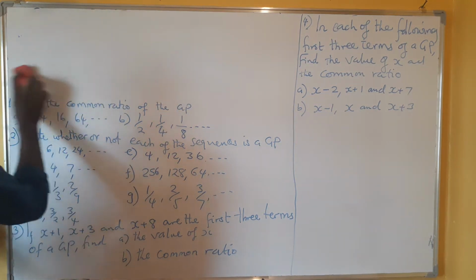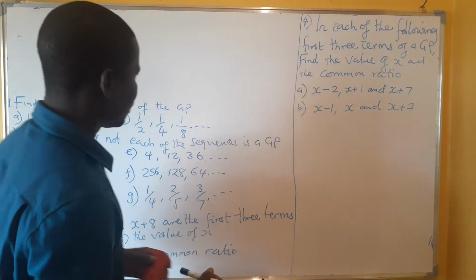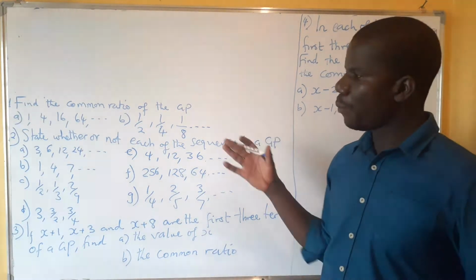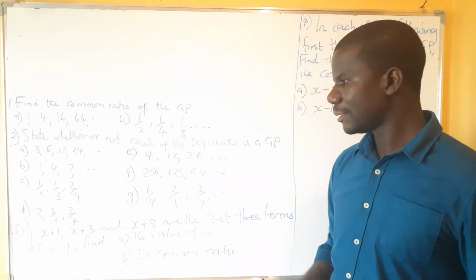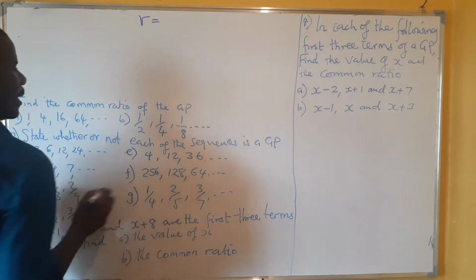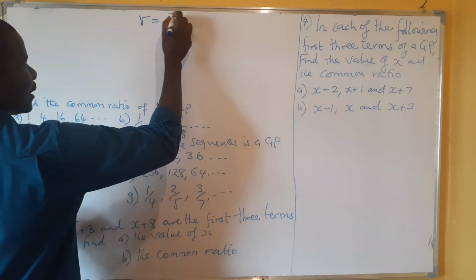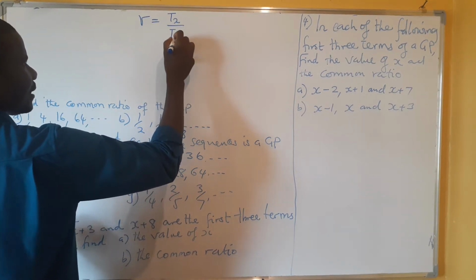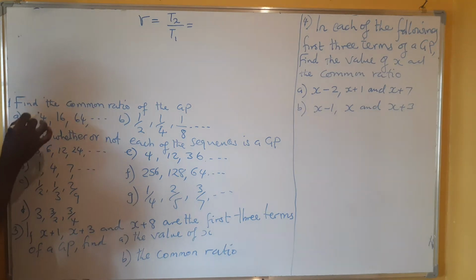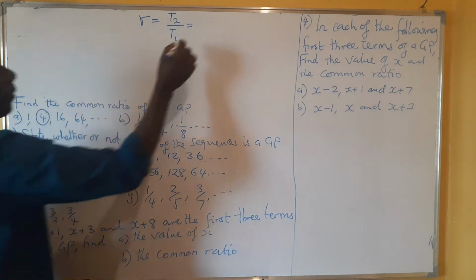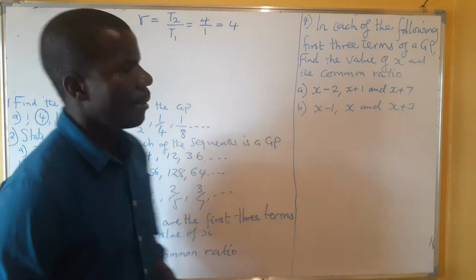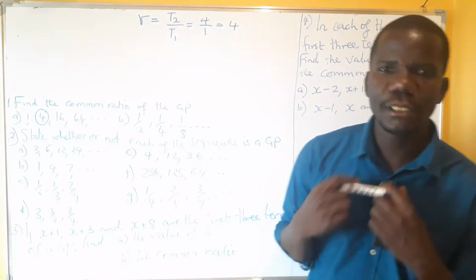Find the common ratio. Please, like I keep saying, you need to have a proper book where we write all these things nicely, even for an exercise. So, common ratio, which is denoted by the letter R, is equal to the second term divided by the first term. In this case, for the first one, the second term is 4, which is divided by the first term, which is 1. And this is going to give us 4 as our R, which is the common ratio.